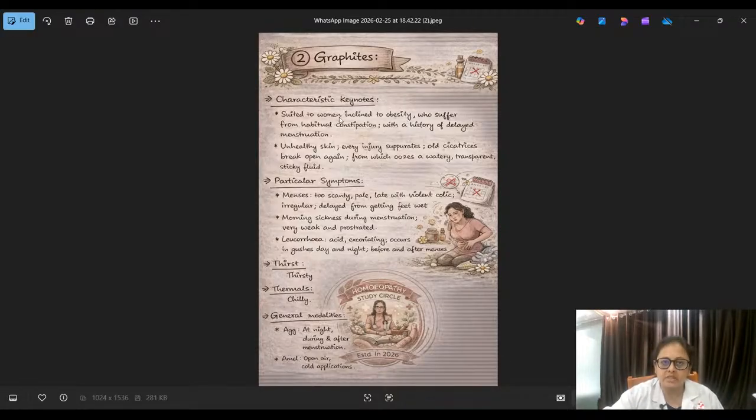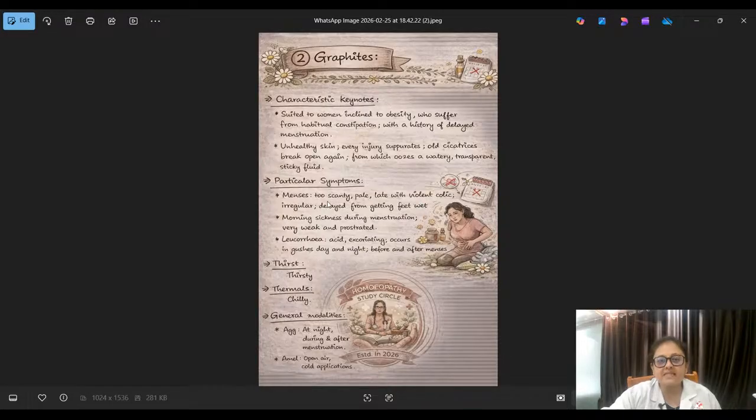See, delayed menstruation. Okay. Unhealthy skin. See, this is a characteristic of Graphites which runs throughout the remedy. Unhealthy skin, every injury suppurates, old cicatrices, that is scars, old scars break open, from which oozes a watery, transparent, sticky fluid. Graphites discharge is sticky in nature. Okay. Particular symptoms. Menses too scanty, pale, late.